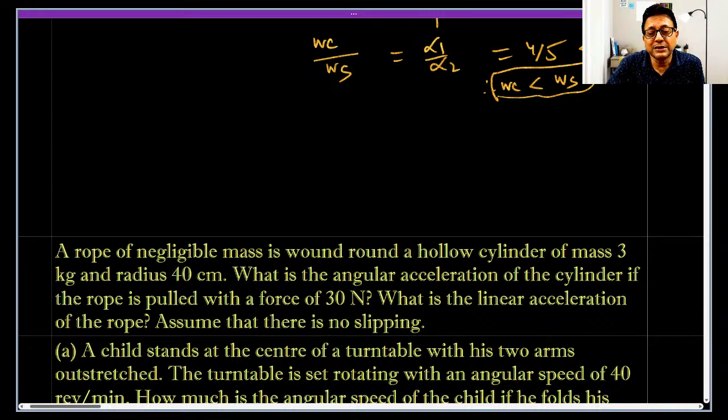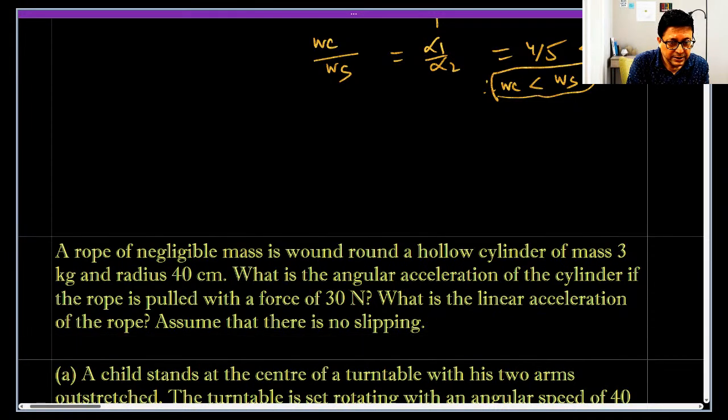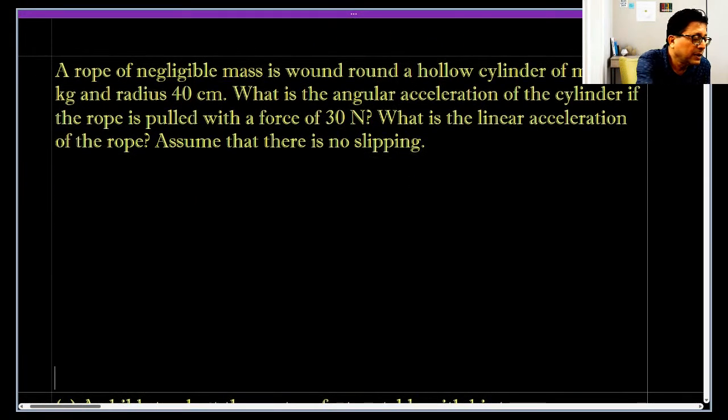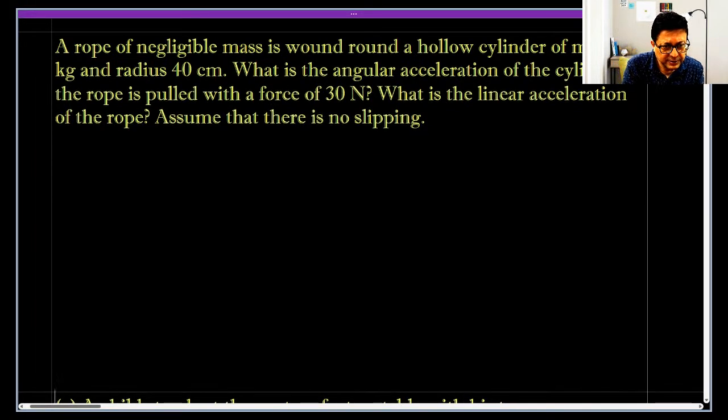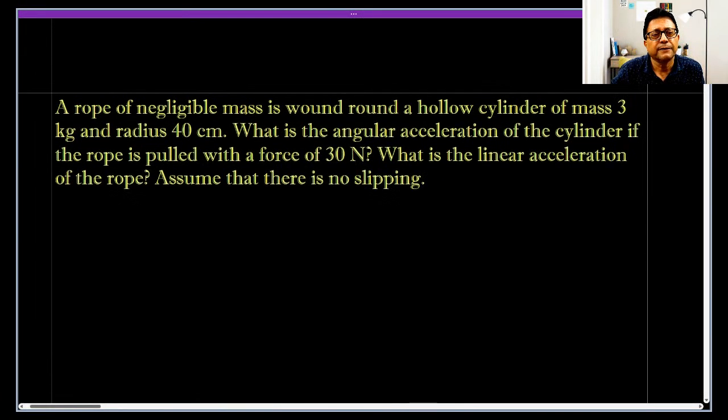A rope of negligible mass is... This is in my book 7.14. New edition, it may be changed. Just check. A rope of negligible mass is wound round a hollow cylinder of mass 3 kg and radius 40 cm. What is the angular acceleration of the cylinder if the rope is pulled with a force of 30 Newton?